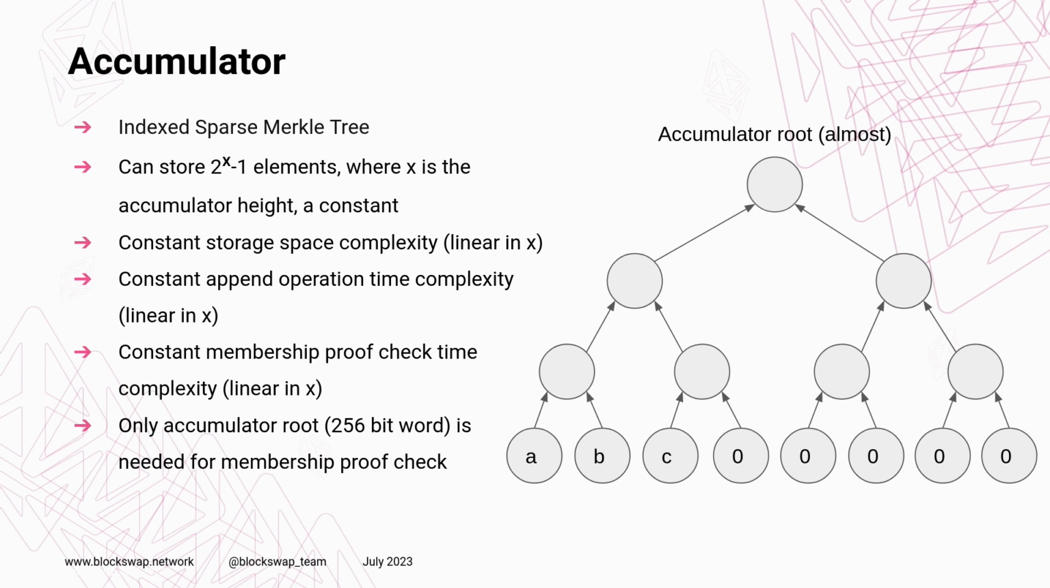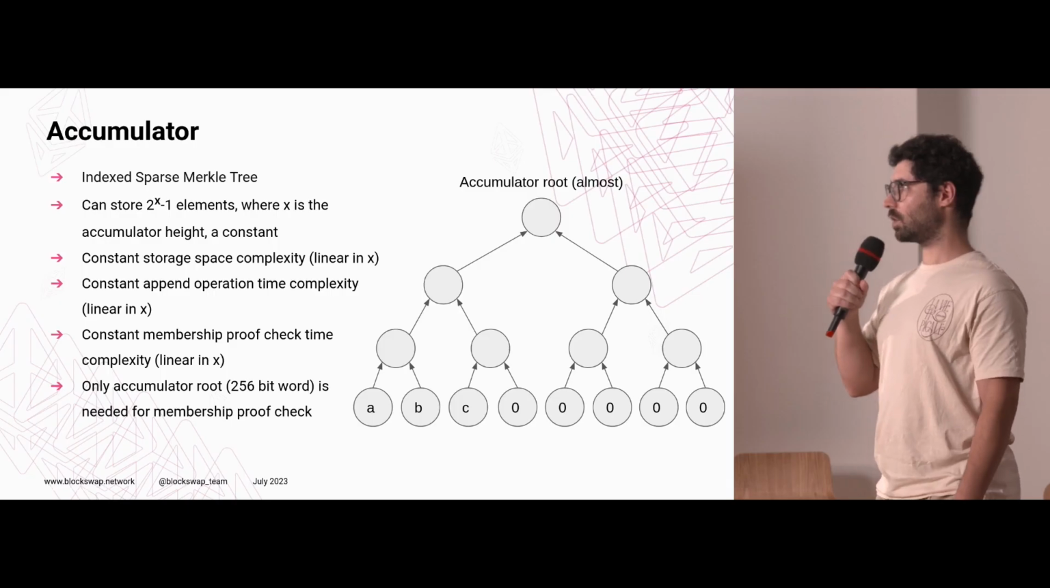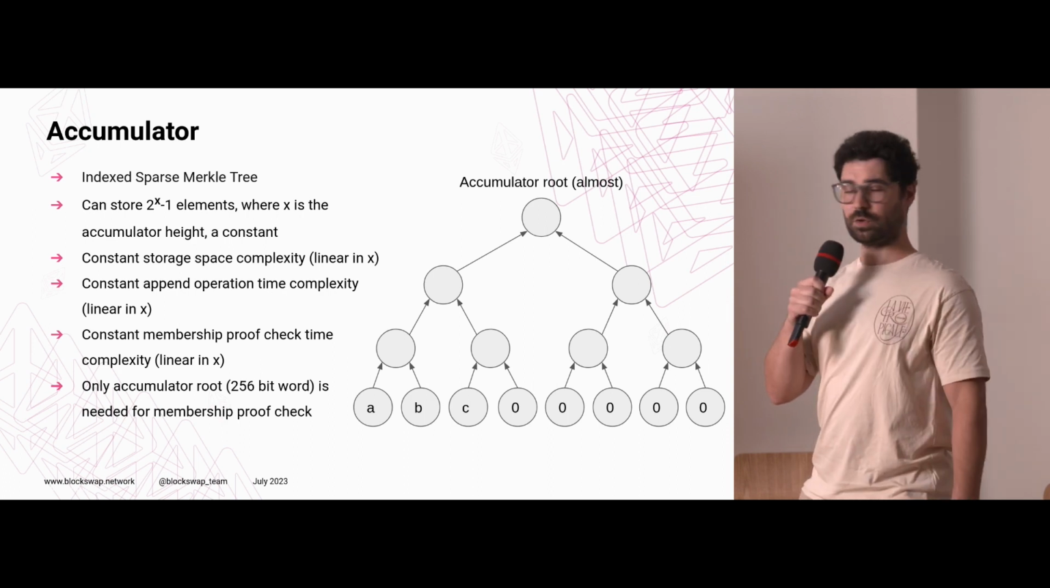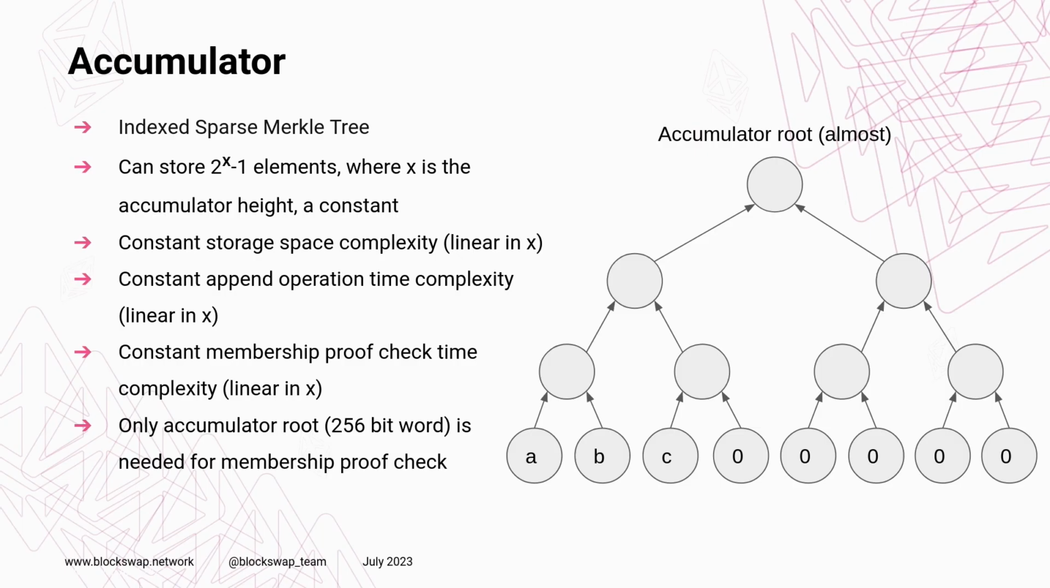And now to the accumulator. So I said before, it's an index sparse Merkle tree, and I have an example over here, which is a small accumulator. The accumulator can store 2 to the power x minus 1 elements, where x is the height of the accumulator. In my example, the height is 1, 2, 3. And so it can store 7 elements.